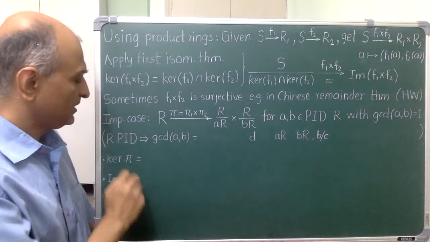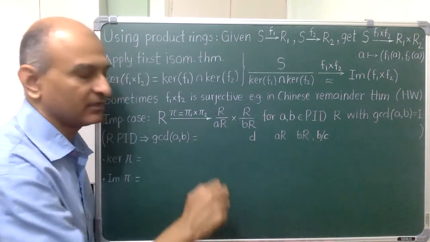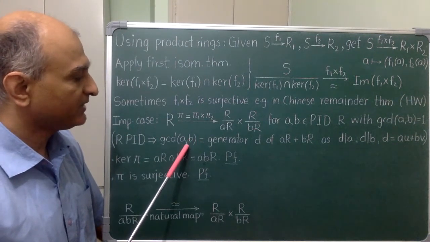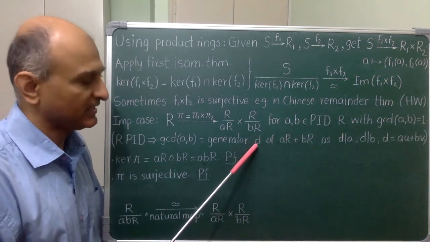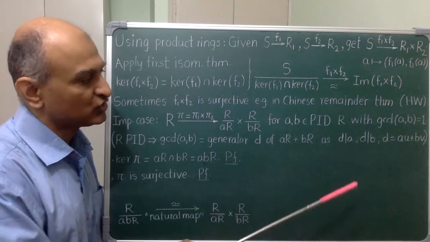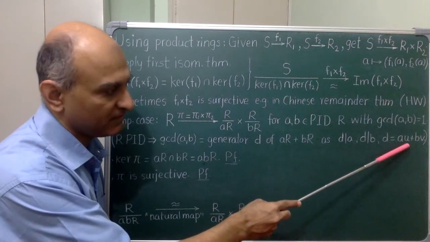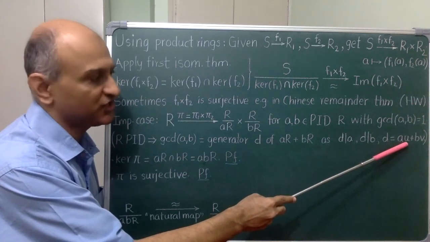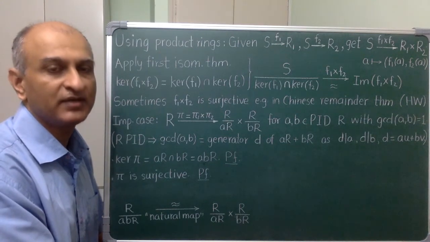But before that, remind yourself how GCDs work in a PID by completing this line. So do this now. In a PID, to find GCD of A and B, take the ideal generated by them. It is principal, so has a generator D, and I claim it works. Why? A and B are both in this ideal, so the generator D divides both of them. D itself is of the form AU plus BV, so any common divisor of A and B divides it, and thus D is a GCD.